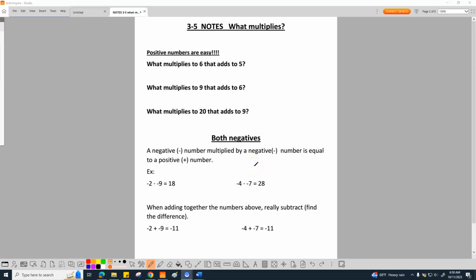Hello, Algebra 2. Today we're going to be working on multiplication and addition and subtraction. And I know that seems silly, but we're going to build towards factoring polynomials. A polynomial is essentially just an equation that has multiple variables in it.